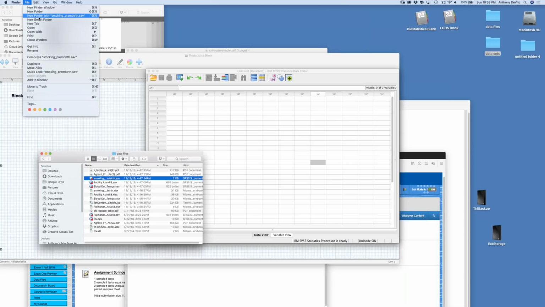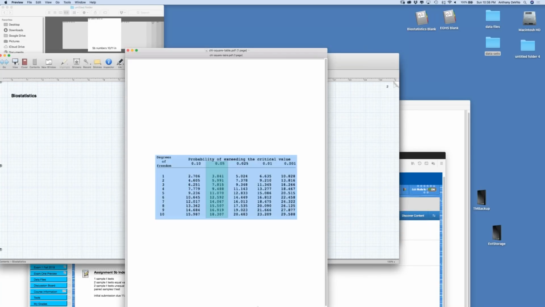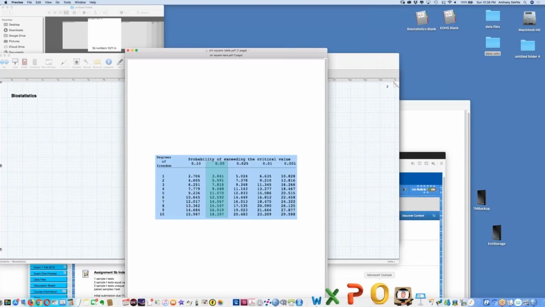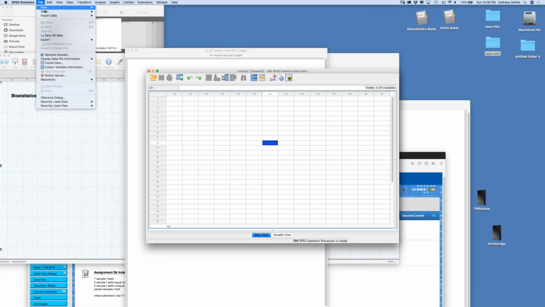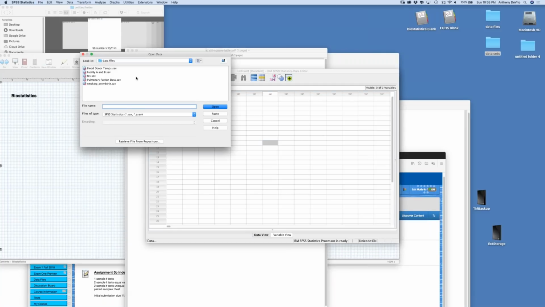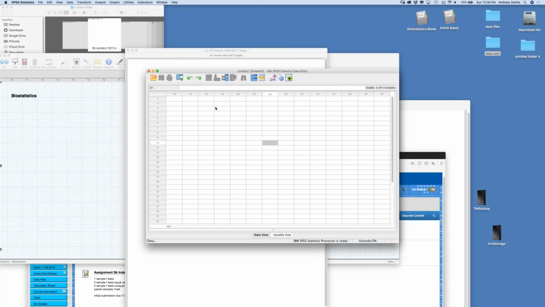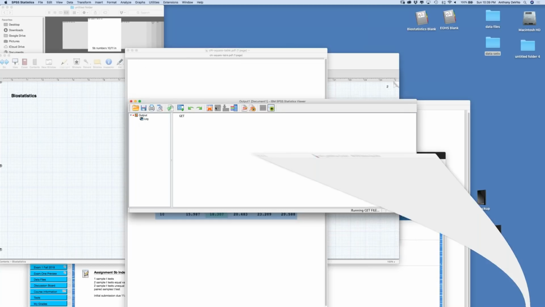Let me try this. Open. Oh no, I'm not able. I'm not in SPSS right now. What's the problem with this? Okay. Open data. And navigate to it, see if that helps. Open. Let's see if it's happy with it now. Oh, something may be happening here.